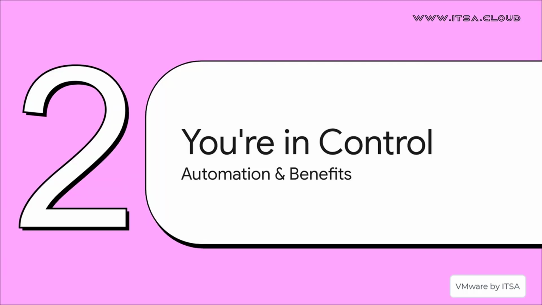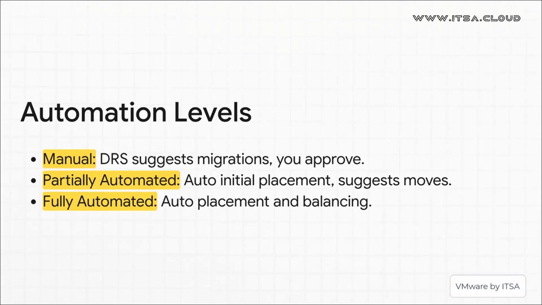So we have this really powerful automation, but what does it actually mean for you, the administrator? Well, it's not just a turn it on and walk away kind of deal. You're still in the driver's seat. You get to define the rules of the game. And this flexibility is key. You can set it to manual, where DRS basically acts as your trusted advisor. It'll make suggestions, and then you get to approve them. Or you could go with partially automated, where it handles placing new VMs for you, but still asks for your okay on rebalancing everything else. And of course, there's fully automated, where you just let DRS do its thing, making all the decisions on its own to keep the cluster perfectly balanced 24/7.